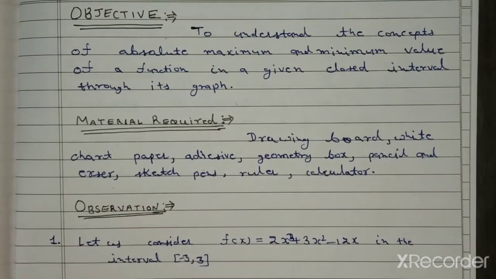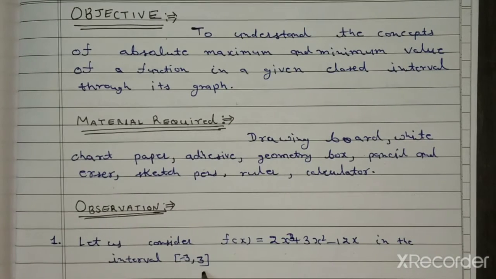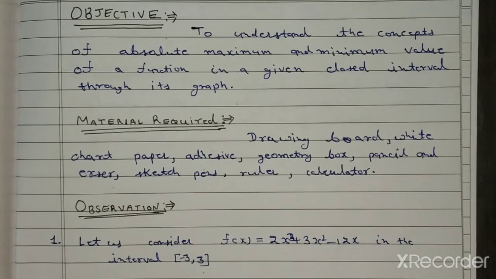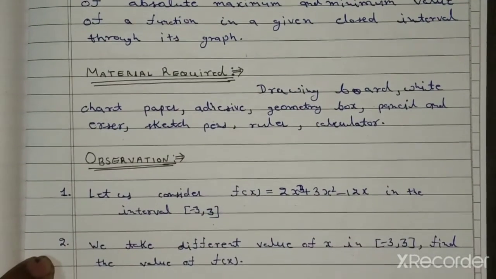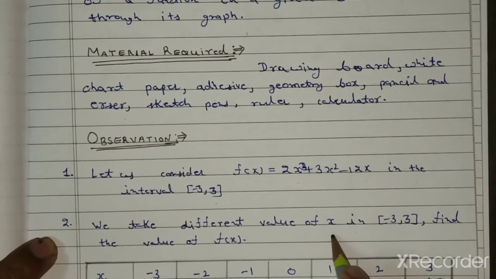Now observation. Let us consider f(x) = 2x³ + 3x² - 12x in the interval -3 to 3. We take different points of x in -3 to 3 and find the value of f(x). Clear?